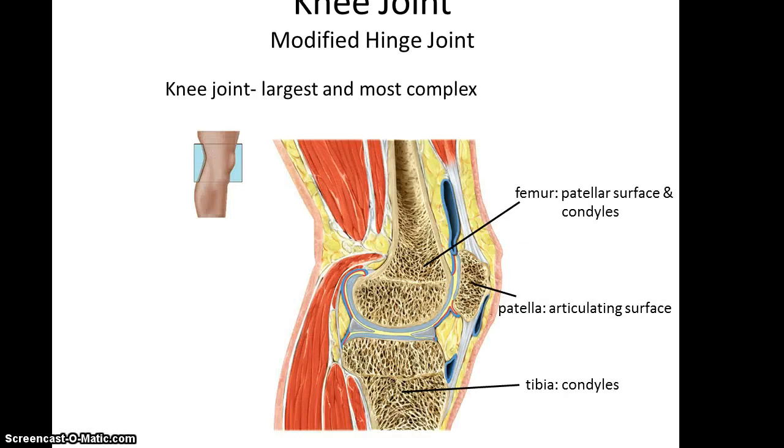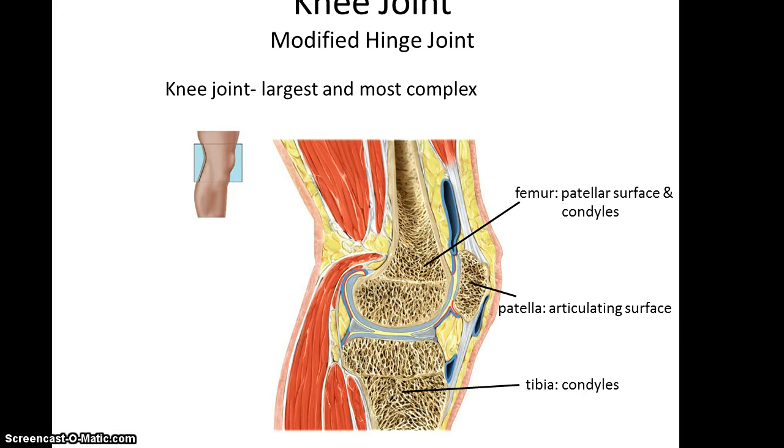And then there's the knee joint, which is a modified hinge joint. And the knee joint, it turns out, is the largest and most complex of the various joints of our body. And here you're going to know all the finer details of the knee joint.